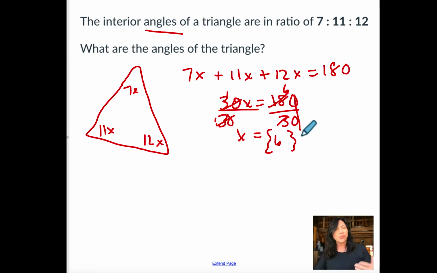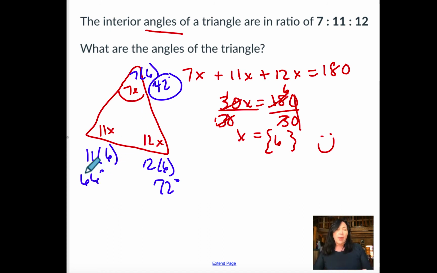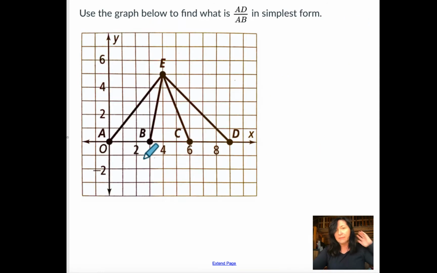Now, that's not necessarily the answer. Even though we did get x, they're not asking that. They're asking what are the values of the angles. So this angle here, which is 7x, is going to be 7 times 6, and so that angle is 42 degrees. This angle is going to be 12 times 6, which is 72 degrees. And this one will be 11 times 6, which is 66 degrees. You can also add these up: 66 plus 42 plus 72 should add up to 180 to check your work.